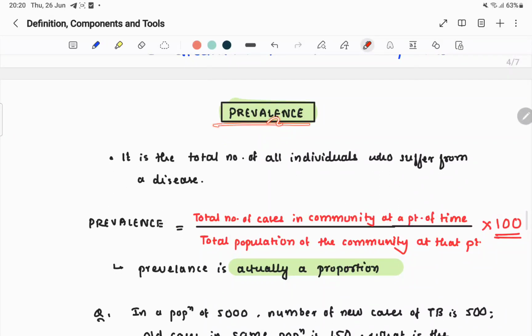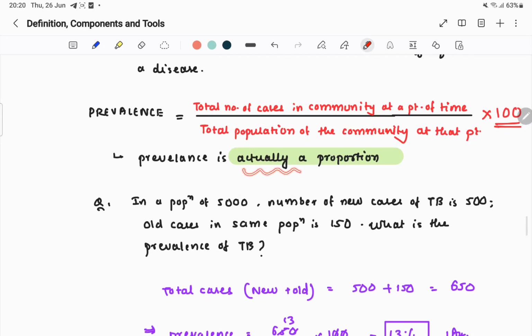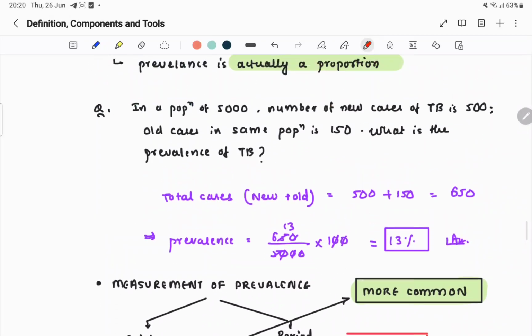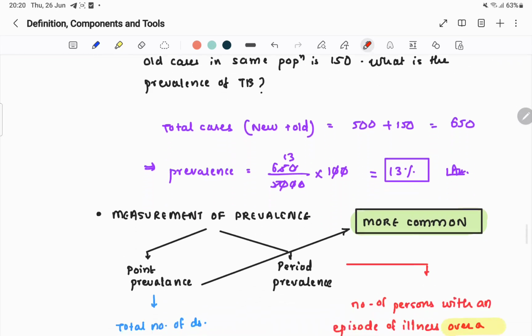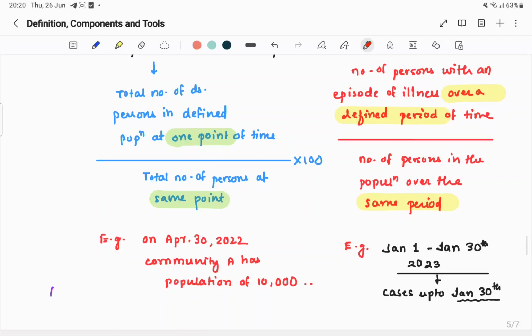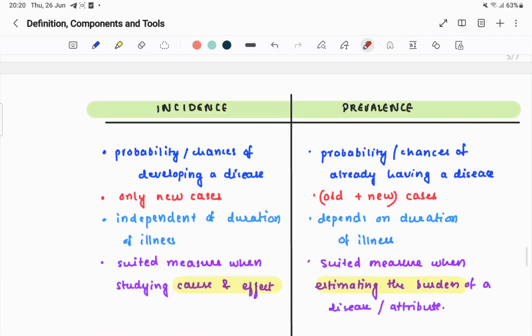Okay, let's talk about prevalence. It's the total number of all individuals who suffer from a disease. So total cases, new plus old, by total population into 100. Prevalence is actually a ratio in a population. You can take a screenshot of this question also. Simple one. We have two types of prevalence. Let's talk about the two types, then we'll move to other aspects.